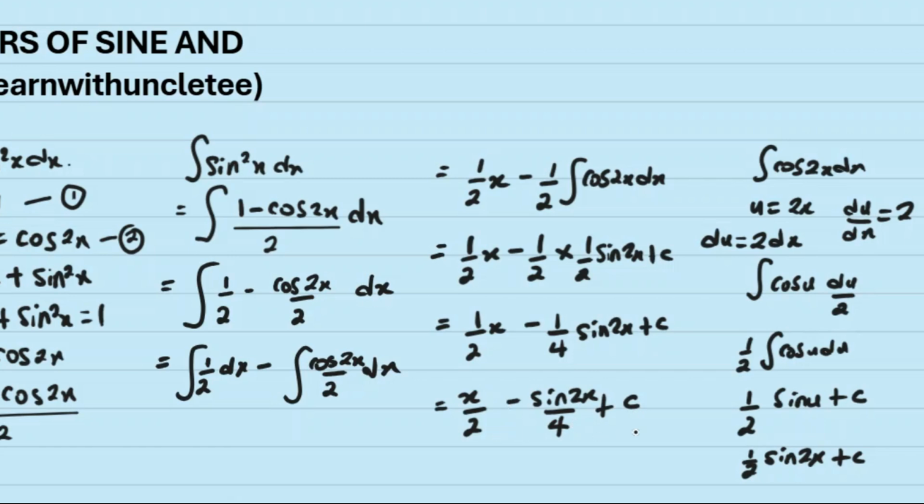And this is going to be the final answer to this question. So it means that integral sine square x dx, when you integrate it, you're going to get x over 2 minus sine 2x divided by 4 plus an arbitrary constant c.